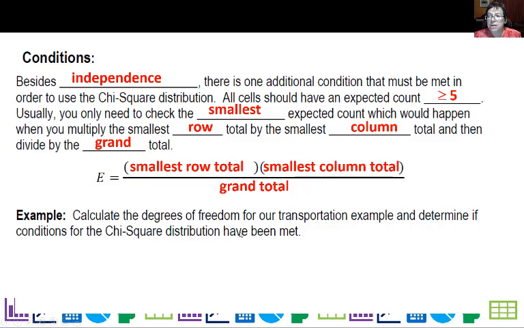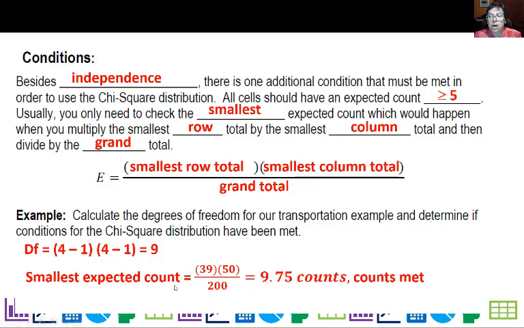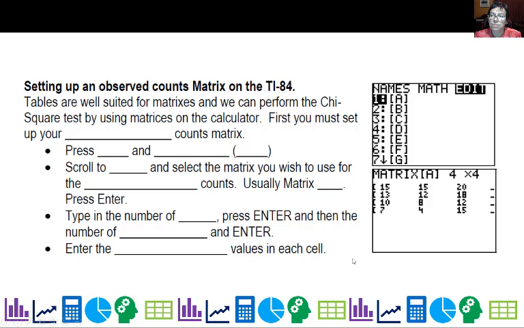So if we were to calculate the degrees of freedom for our transportation example and determine if conditions for the chi-square distribution have been met, there are degrees of freedom. Remember, we had 4 rows and 4 columns, but we subtract 1 from each, and we have 9. And then our smallest row and our smallest column were 39 and 50. We divide by our grand total of 200, and 9.75 counts is our smallest. So that's bigger than 5. We only needed greater than or equal to 5, and that's good enough. We met the counts condition.